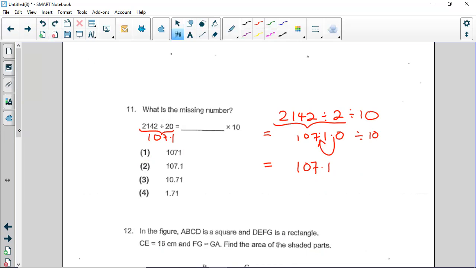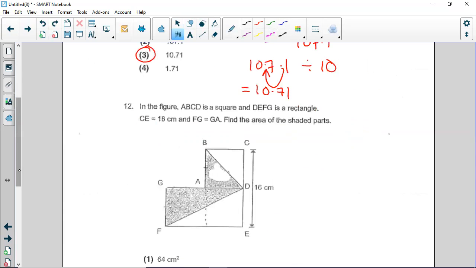And then 107.1 is equal to what times 10? Then you take 107.1 and divide by 10 to get the missing number, right? Okay. So again, you shift the decimal point to the left one time, all right? And that will be 10.71. So what's your answer? That will be number 3, because after shifting, you will have 10.71. Okay, so that's how you work out this complicated statement, right? You break out into number bonds, and then shift the decimal point, right?